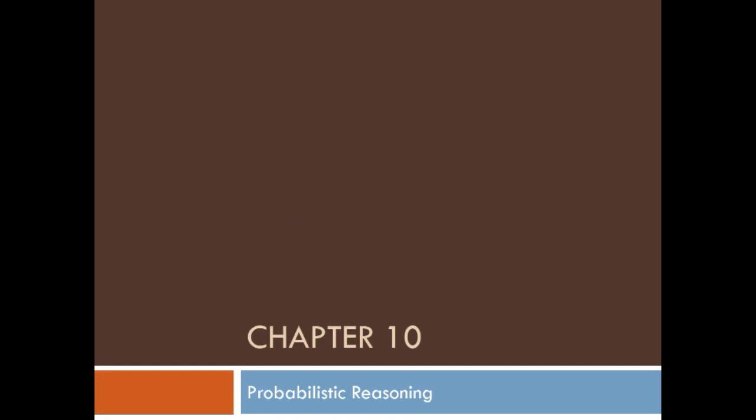Okay, I'm going to get started on Chapter 10, Probabilistic Reasoning. It's really important to understand probabilistic reasoning if you're going to understand research, because research is entirely based on probability. So it's not necessarily a natural way for humans to think, but it's an important way for scientists to think. So let's get started with a dice game.